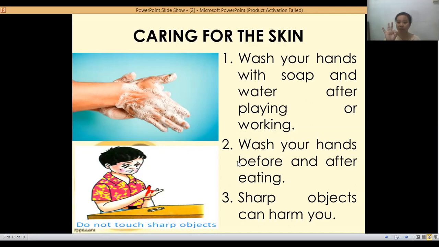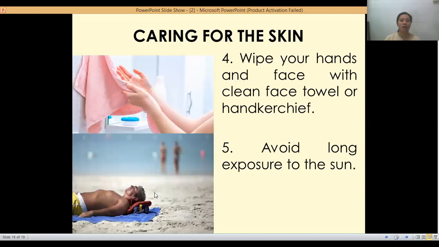Okay? And number three, sharp objects can harm you. Look at that boy. Nakat yung kanyang hand. Be careful when you cut things with a knife or a pair of scissors. Cuts and wounds should be treated right away to prevent infection. Next, number four, wipe your hands and face with a clean towel or handkerchief.